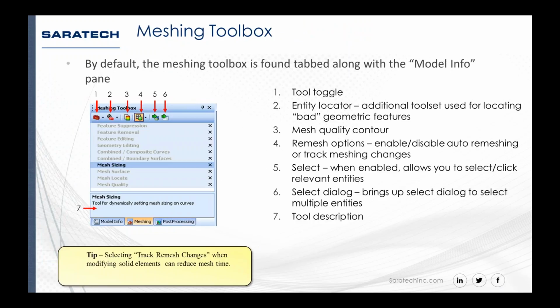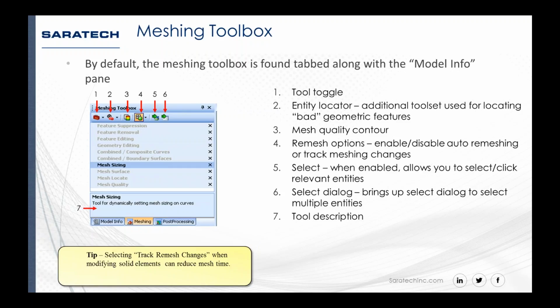Now I'm just going to go through the buttons. The meshing toolbox is usually tabbed with the model info and a lot of times post-processing. If it doesn't exist here, it's under Tools, Meshing Toolbox. From here, this is where it would be located. I usually keep it tabbed here, but maybe you want to move it out and it's open. FEMAP allows you to move it wherever you want. We'll keep it tabbed in our demo today.